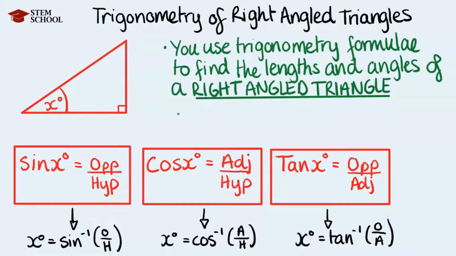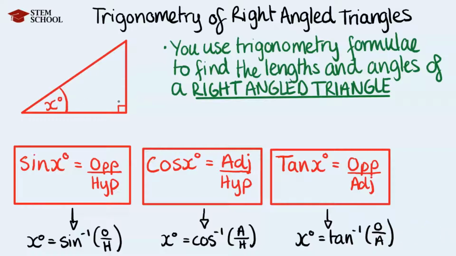So whenever you see a diagram of a right angled triangle just like this, you should immediately think of Pythagoras or trigonometry. For trigonometry, there are three formulas you can use to work out the lengths and the angles of the triangle. If you look at this right angled triangle over here, we have the right angle symbol there, and then this angle here, x, okay?